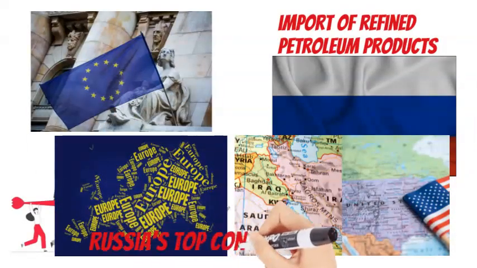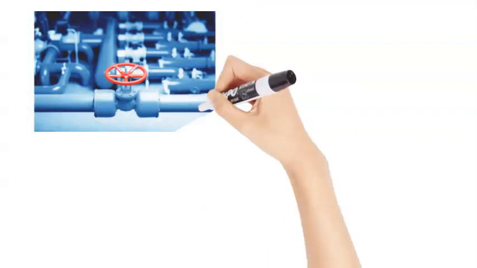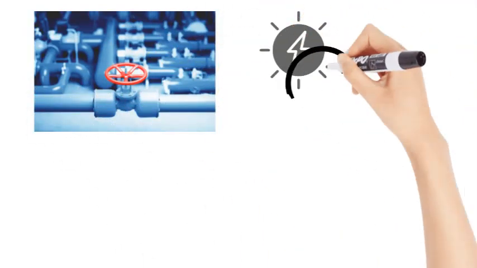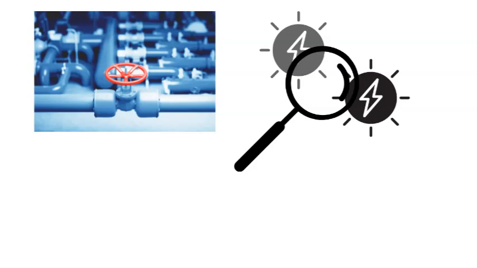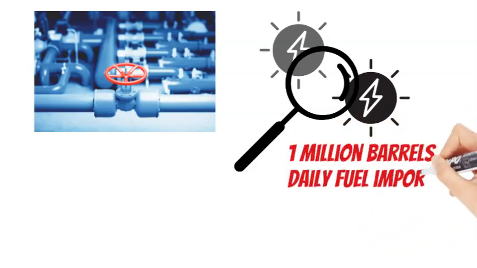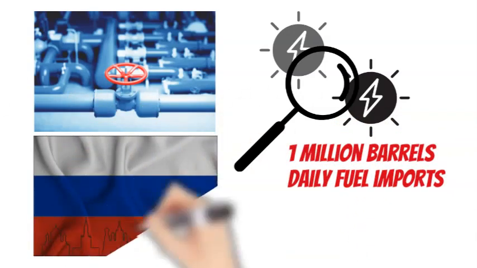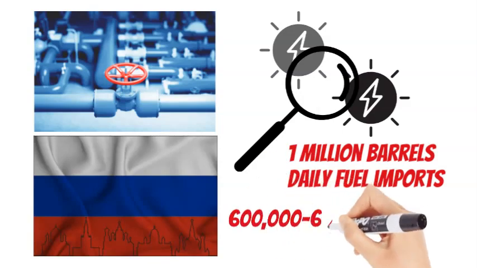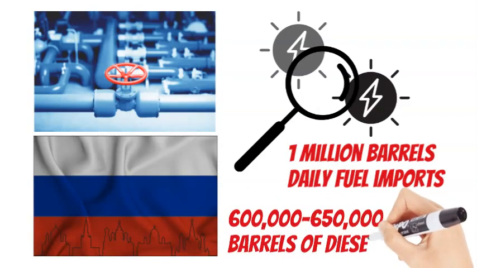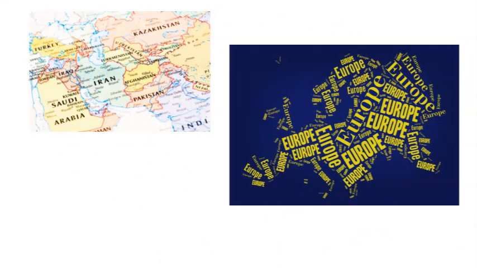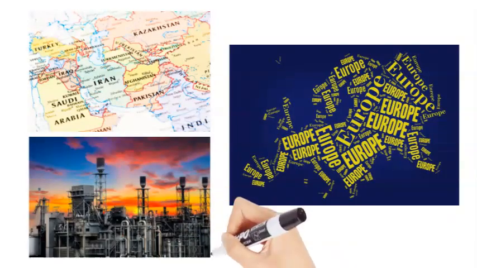Europe has been Russia's top consumer of diesel. However, once the embargo went into effect, they were forced to find alternative sources to replace the roughly 1 million barrels of daily fuel imports from Russia. And this also includes 600,000 to 650,000 barrels of diesel. Furthermore, there is a chance that the Middle East won't be able to meet Europe's demand because of delays in the commissioning of new refineries.